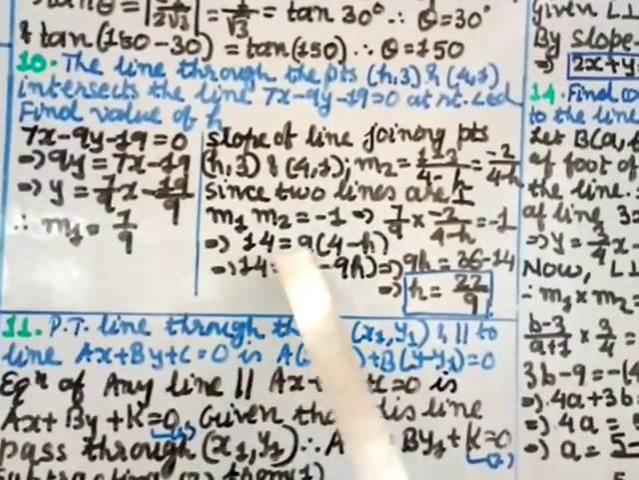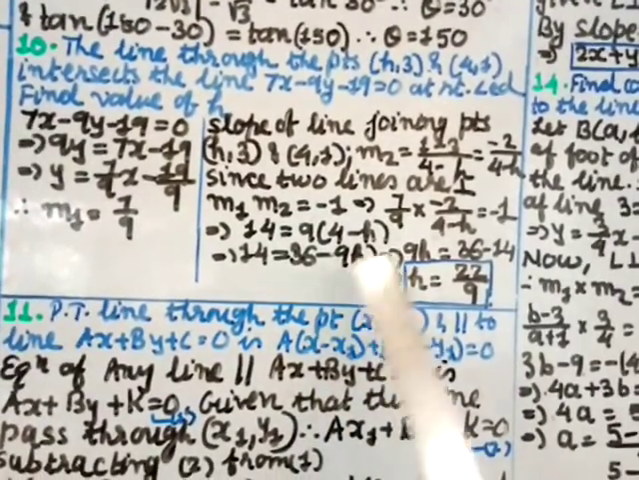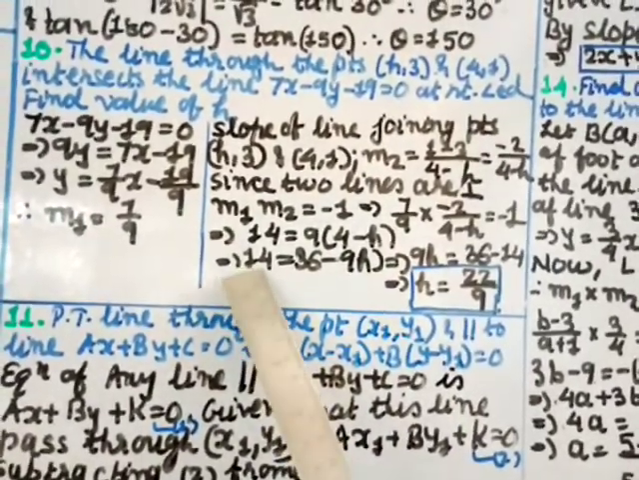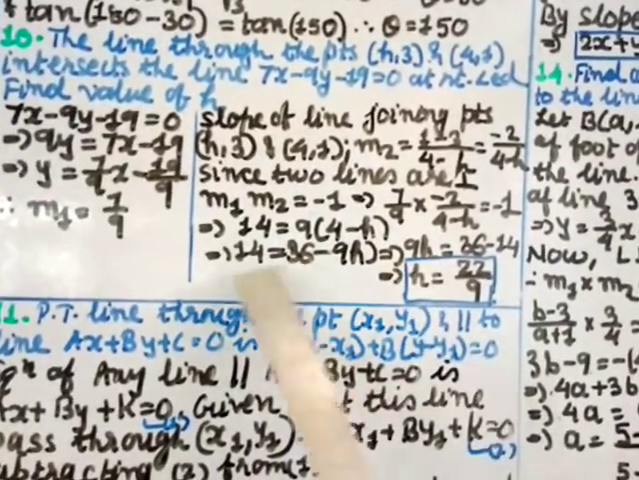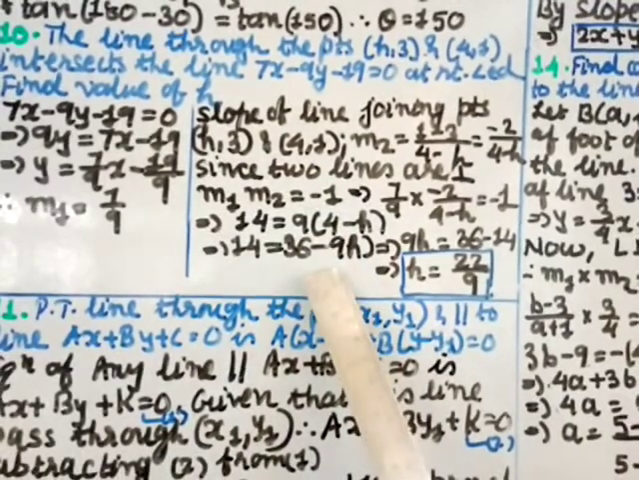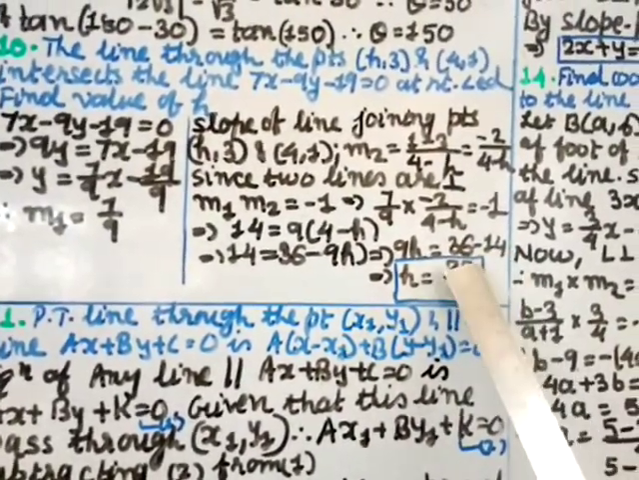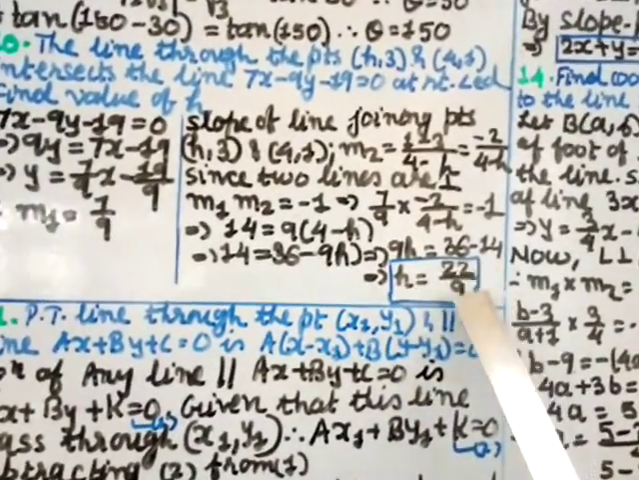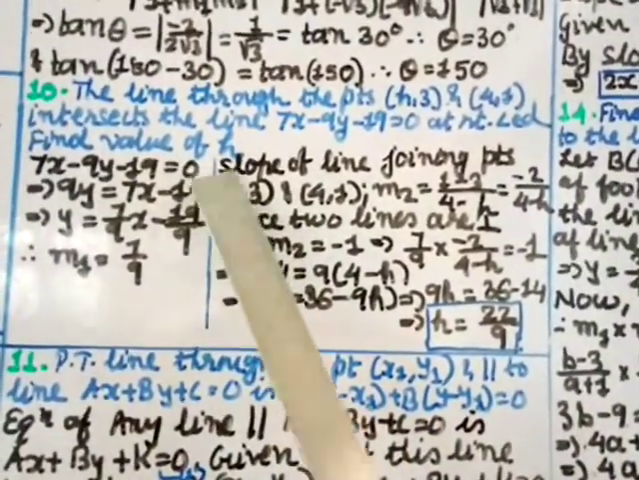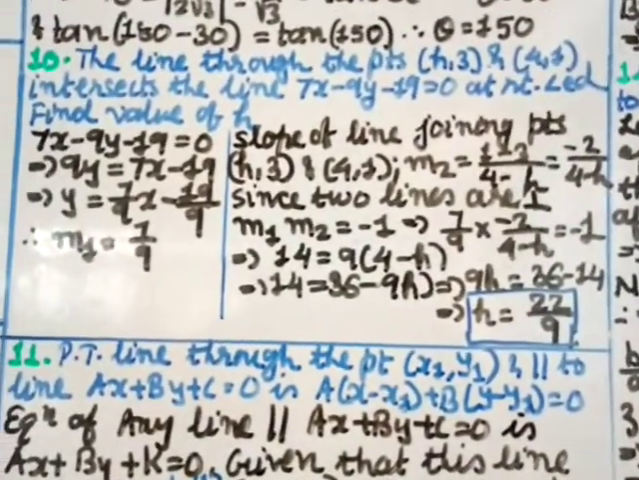14 as it is, this multiplies, so 9 into 4 is 36 minus 9h equal to 14. This minus 9h I am transferring here, so plus 9h, and this 14 which is positive transfers over here, so minus. So 36 minus 14 is 22, and this 9 if you transfer it will go in the denominator, so h value is 22 by 9. They have asked us to find the value of h, and the value is 22 by 9. So that is the solution for question number 10.